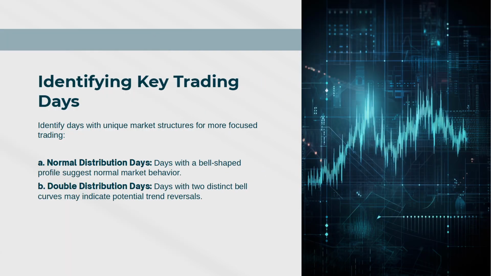Identifying key trading days. Identify days with unique market structures for more focused trading. Normal distribution days. Days with a bell-shaped profile suggest normal market behavior. Double distribution days. Days with two distinct bell curves may indicate potential trend reversals.